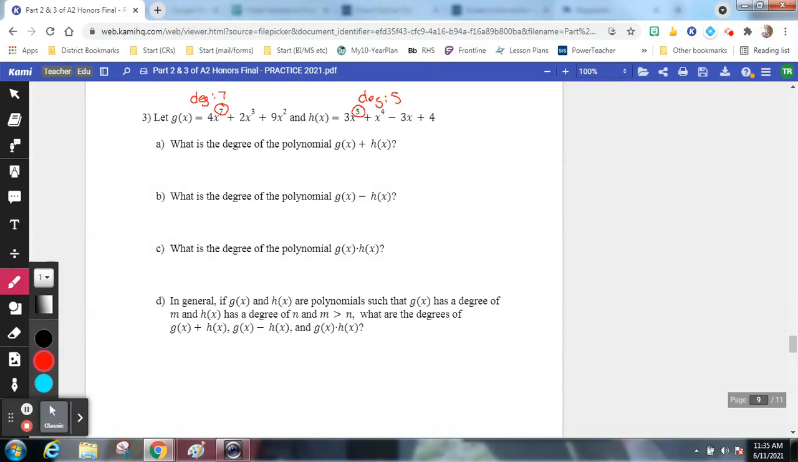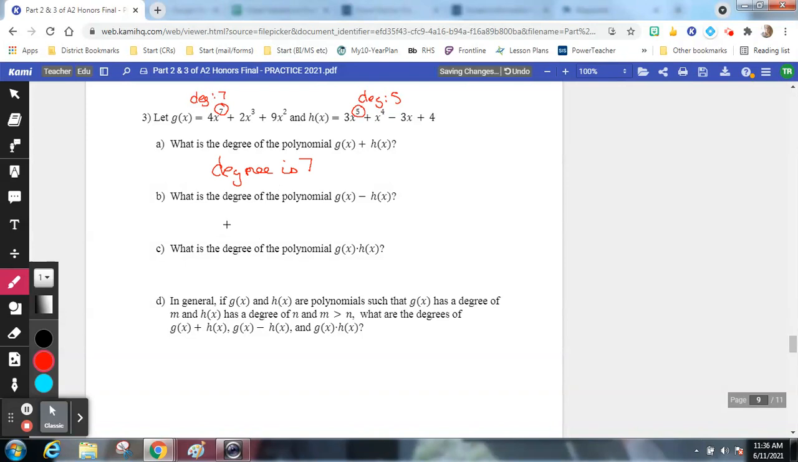If I was to add those two polynomials together, remember you just combine like terms, and then you would put it in order. Well, the 4x to the 7 has nothing to combine with, and that's always going to be the biggest exponent whenever I add it to the h function, because nothing's bigger than that. So for A, the degree is 7.